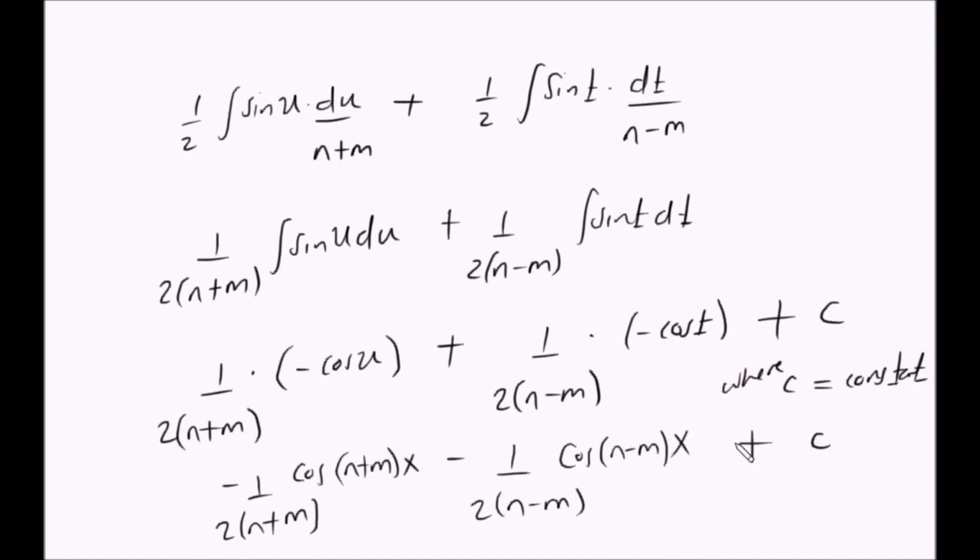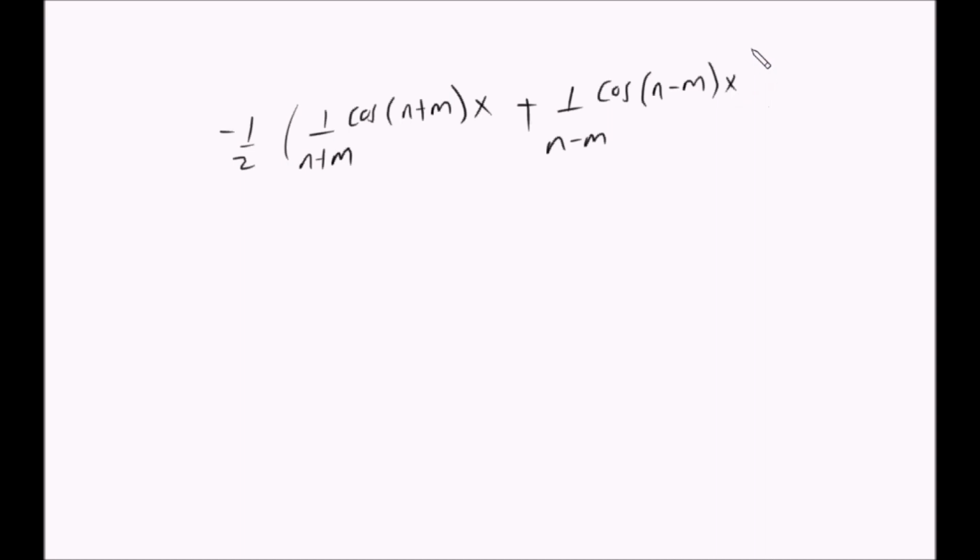So, plus c. If I take the negative half out, my answer becomes negative half, and inside I will have 1 over (n plus m) times cos (n plus m)x, plus, because I have taken the negative out, 1 over (n minus m) times cos (n minus m) times x, plus c. So this is our final answer.